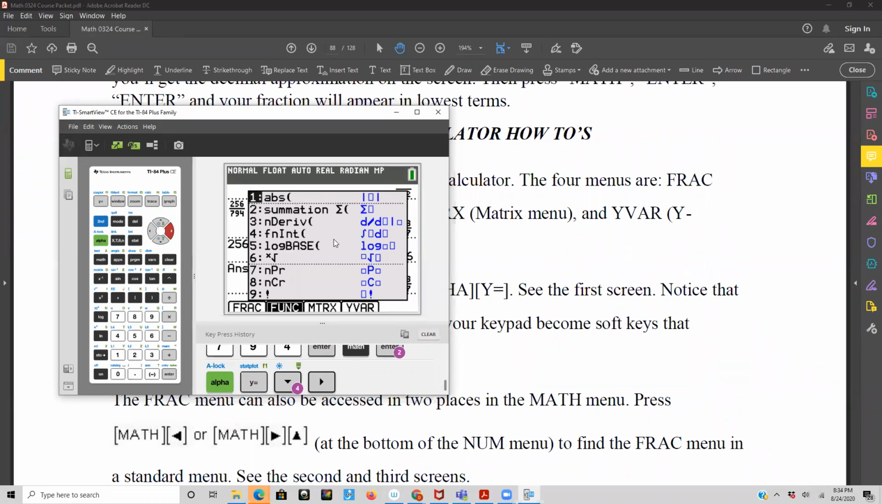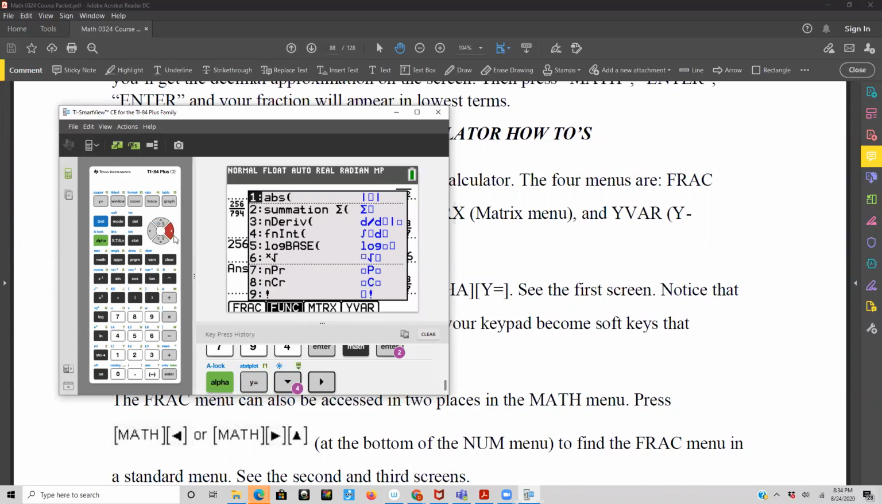Log base later on in the course. This is a shortcut to get to log. 6 is the xth root, like if I want to take the cube root. NPR and NCR you might be interested in, I'm not sure. And factorial is number 9. So there's just some functions there. Some of them you'll use, some of them you won't, none of them right now.